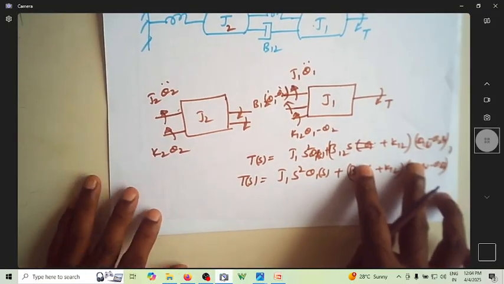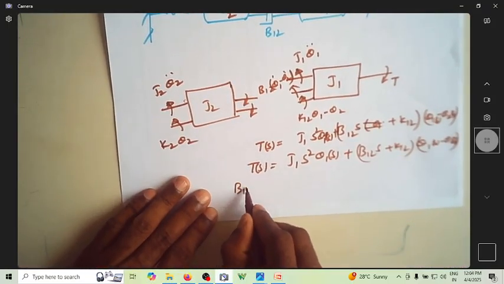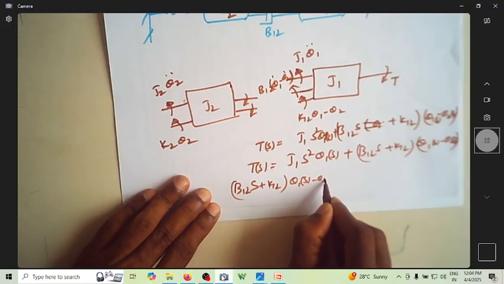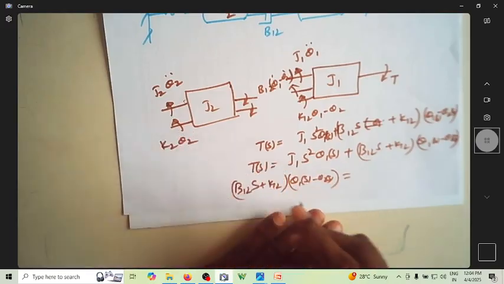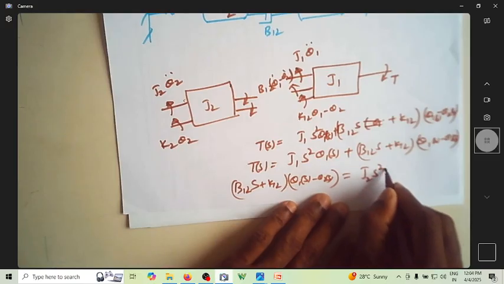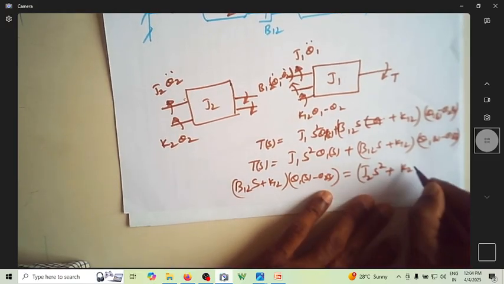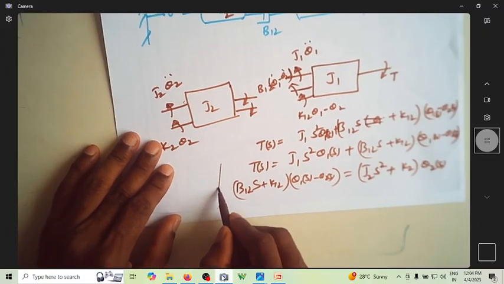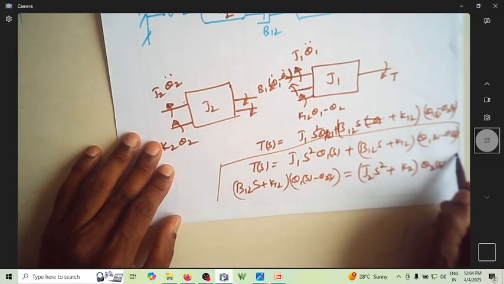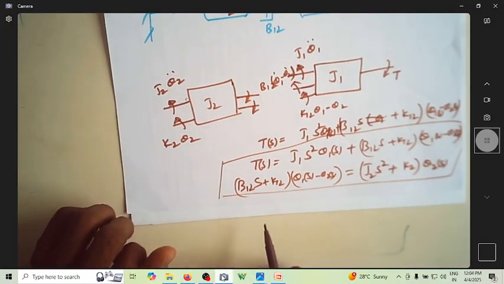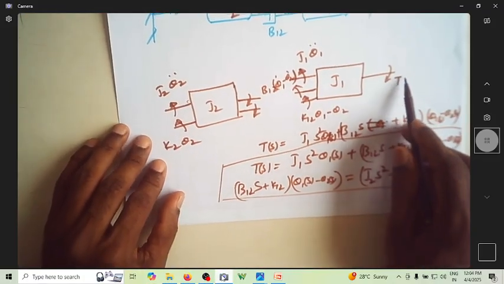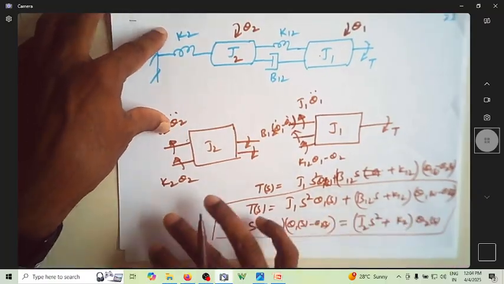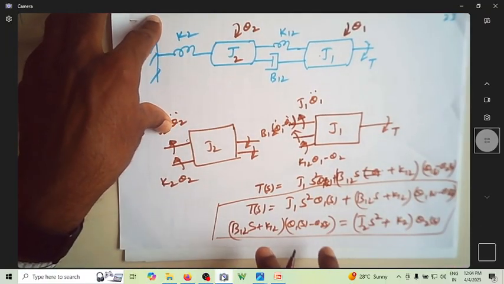Now this entire thing happens to be the acting force. So I can write B12 s plus K12 into theta 1 of s minus theta 2 of s is equal to the opposing force, which is J2 s square plus K2 multiplied by theta 2 of s. So these are my two modeling equations for this rotary system. This is for rotational motion. Because of this applied torque, you have an angular displacement of theta 1 and an angular displacement of theta 2. So the overall modeling will look like this.